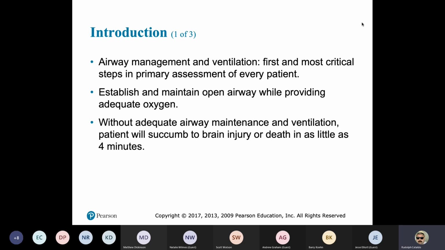We spend too much time on, well, I have to do this, I have to do this. Let's start with the basics. Let's start with our ABCs. Yeah, we should start compressions first, but then what?